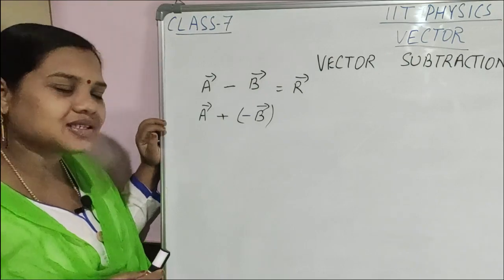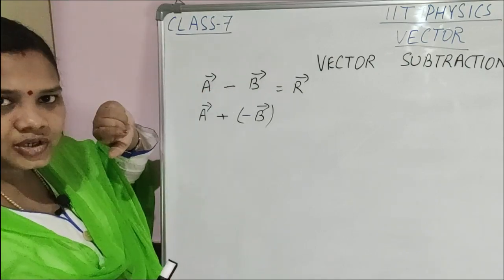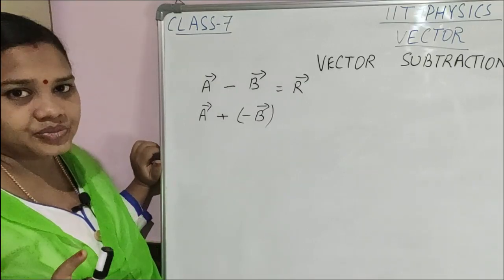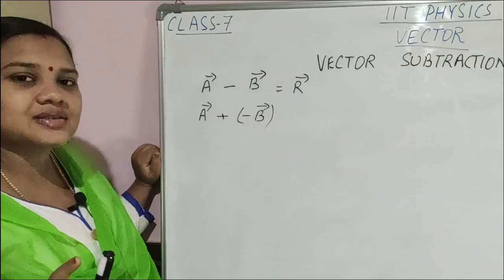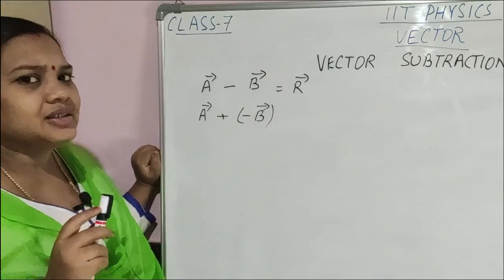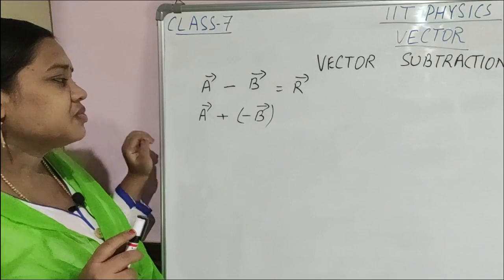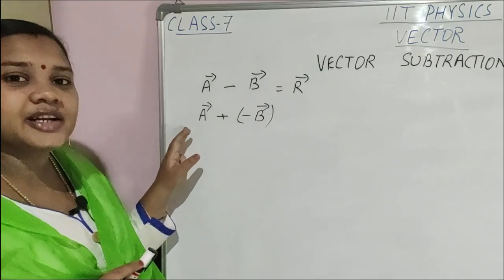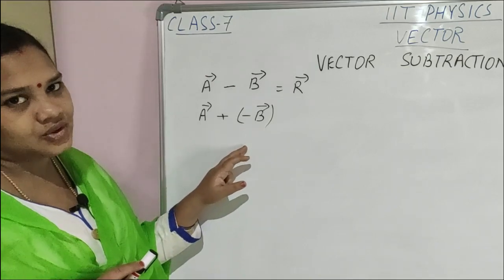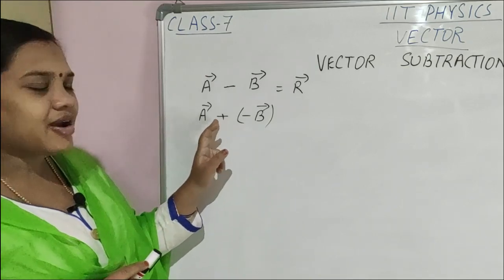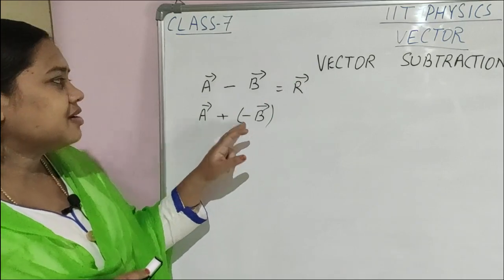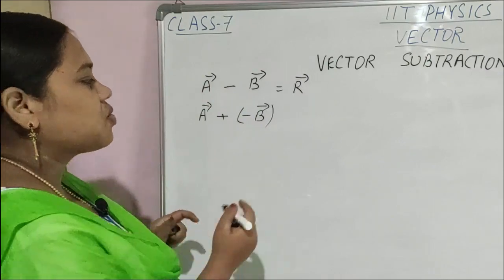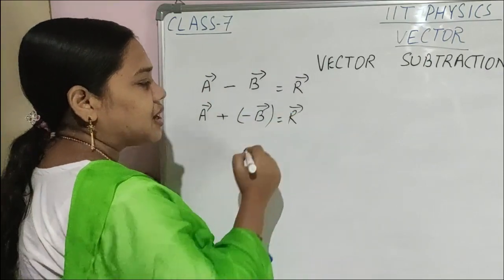What are the given vectors? Vector A and vector B are given. You have to subtract them. But you can't subtract them. Why? Because vectors are only added, not subtracted. Then how can you subtract? We will add vector A with the negative of vector B. When we add vector A with the negative of vector B, we will get the difference of vector A and vector B. That is what the resultant vector is.